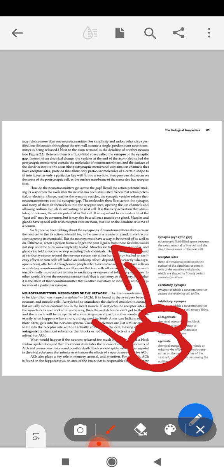They both are related to drugs, and antagonist will work opposite to the effect of the neurotransmitter, whereas agonist will always work in the direction of neurotransmitters.